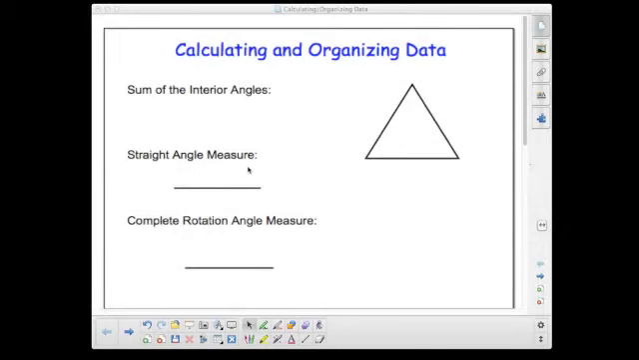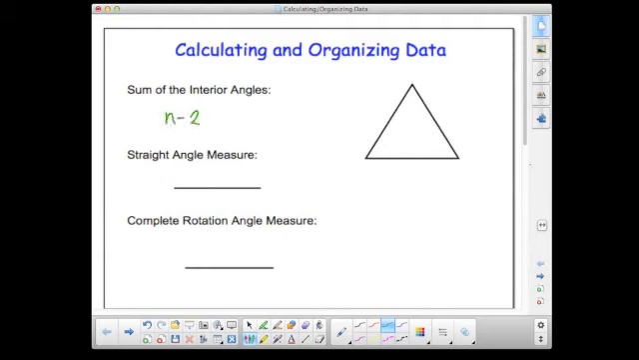Hi everyone! So today we're talking about calculating and organizing data. And what that means is we're going to use an equation in terms of geometry to help us to track some data and make some assumptions and graph.